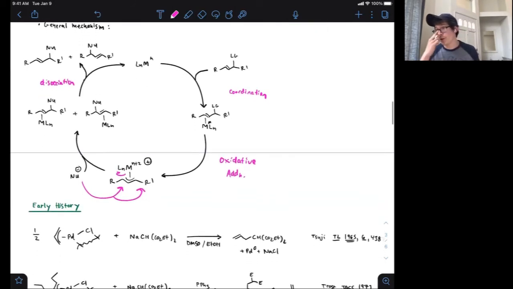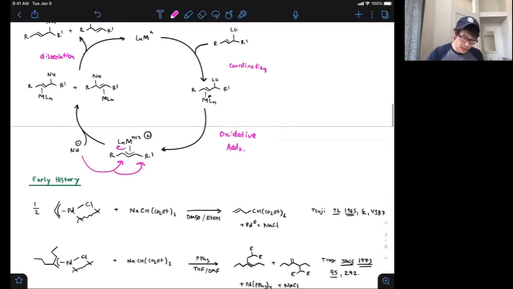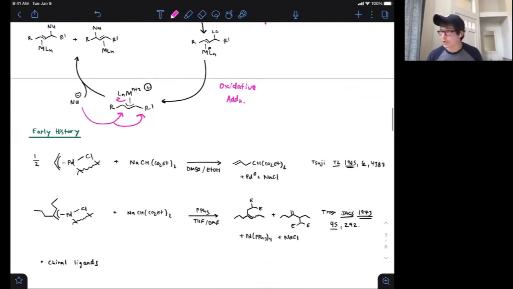So just like we did with the nucleopalladation chemistry, I think it's fun and instructive to take a look at some of the early history of this. I'll draw your attention to two key reports, one from the Tsuji laboratory and one from the Trost laboratory. Obviously, if you're up on your name reactions, it will come as no surprise that these are important examples to highlight in the context of allylic substitution.